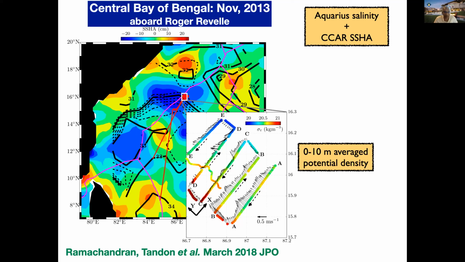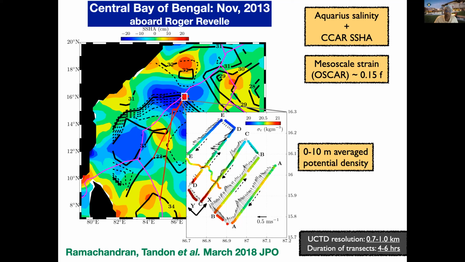We are in the zone between two mesoscale eddies, which are shown by the sea surface height plot on the outside, and in the inset are ship-based transects that are marked A, B, C, D, etc. What's being shown here is that there's a surface front with lighter water to the north and heavier water to the south. Much of this is coming from the eddies, which are inducing a mesoscale strain, which is order 0.15 f.